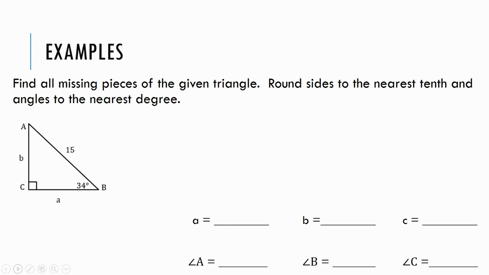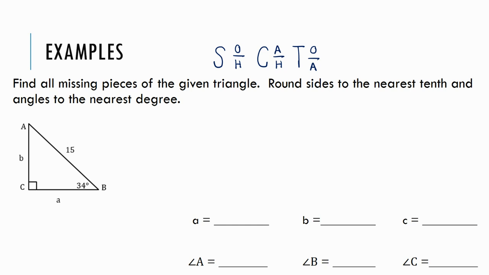Notice in these directions, I'm asking us to round sides to the nearest tenth, so 1 decimal, and angles to the nearest degree. So we do still want to think about our special trig word, which is SOHCAHTOA. When we are asked to find all the missing pieces of the triangle, there are 3 sides of a triangle and 3 angles. Given what we know, we should start off with 3 pieces given to us, and it's really then just 3 things that we're trying to find.